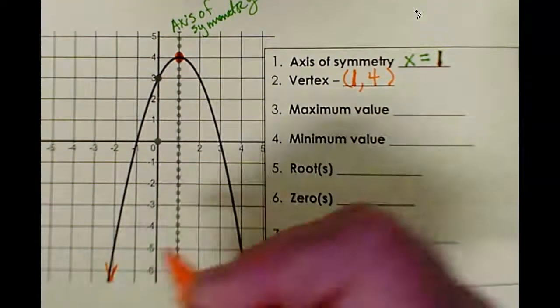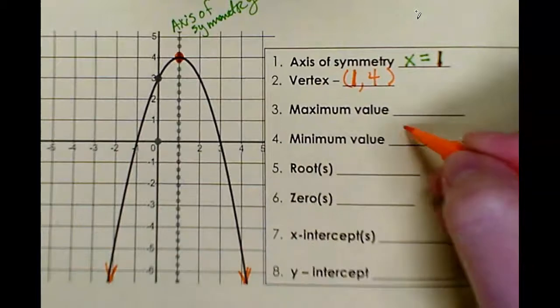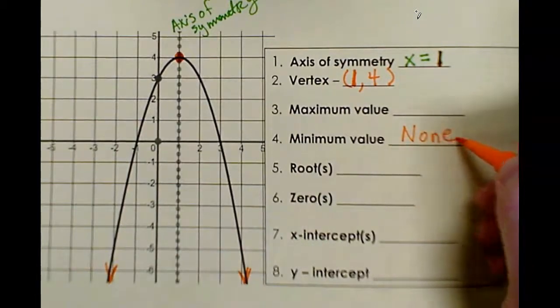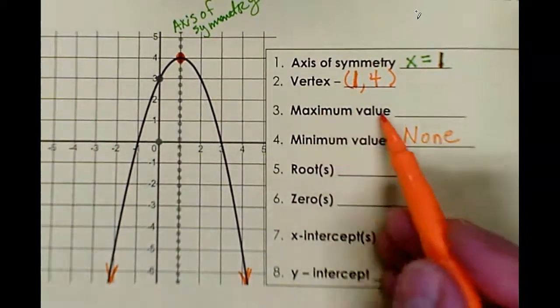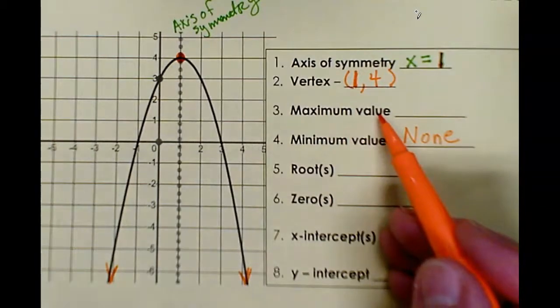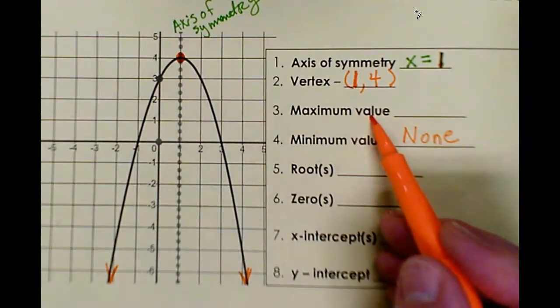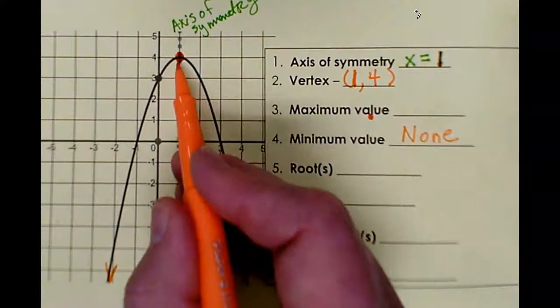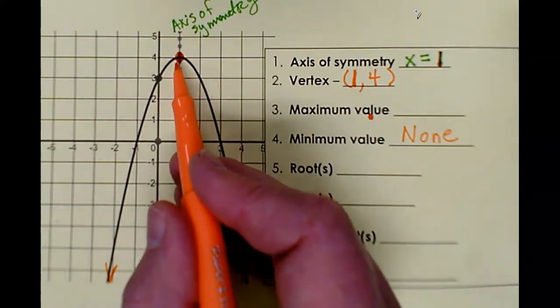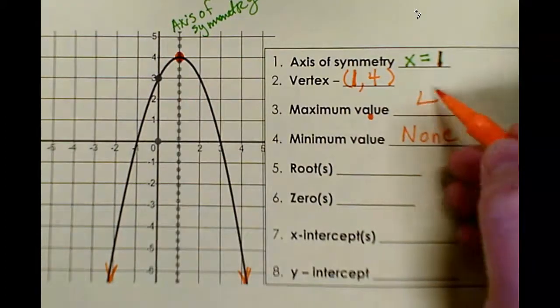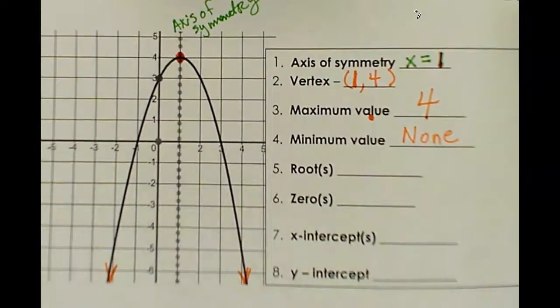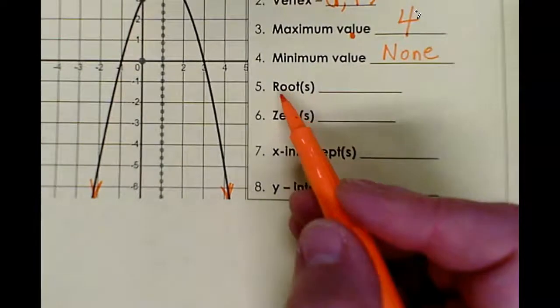Because this should have arrows on the end. Now, it doesn't say maximum point. What does it say there? And that means the y value at that point. How high does it go? It goes up to 4.